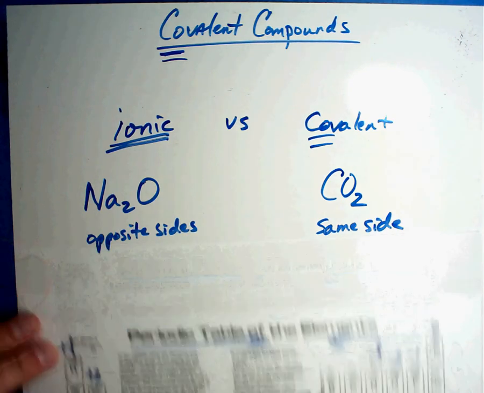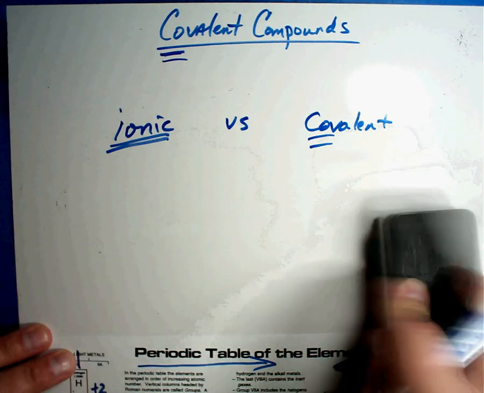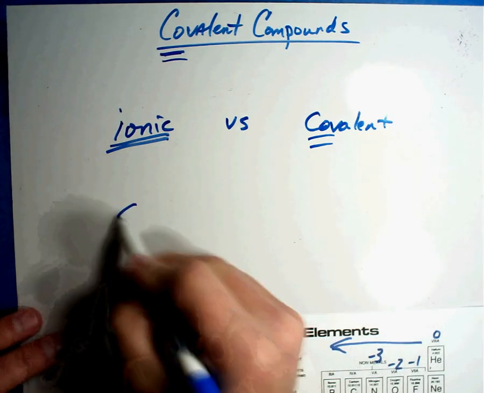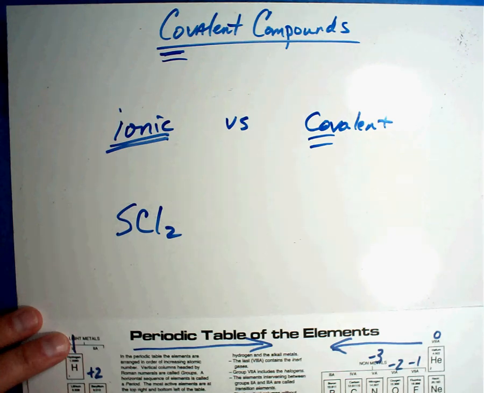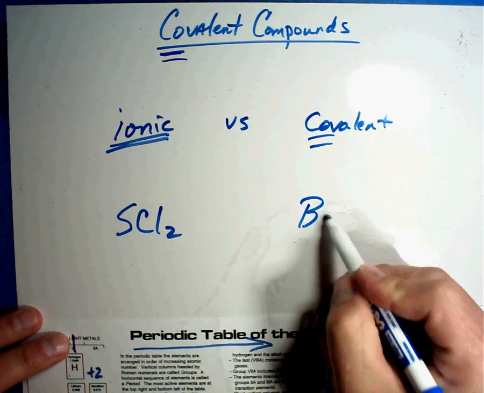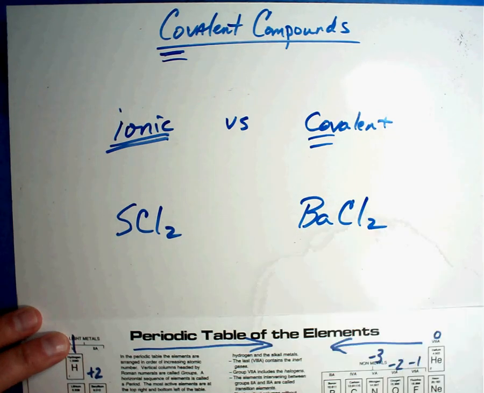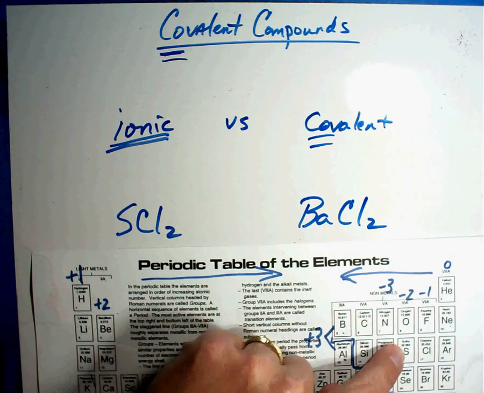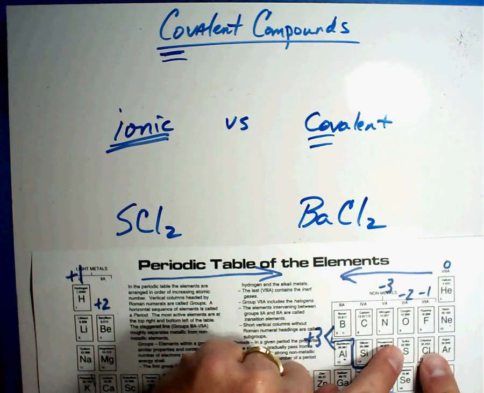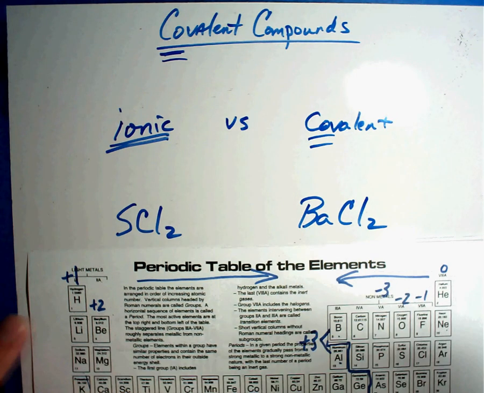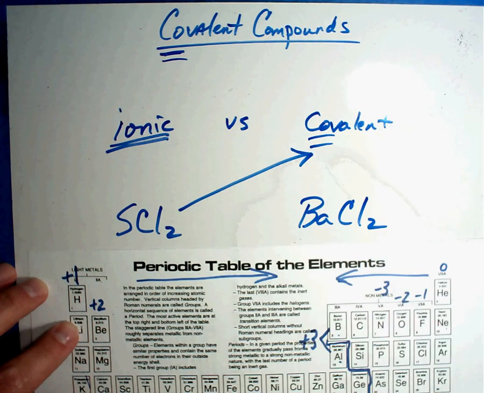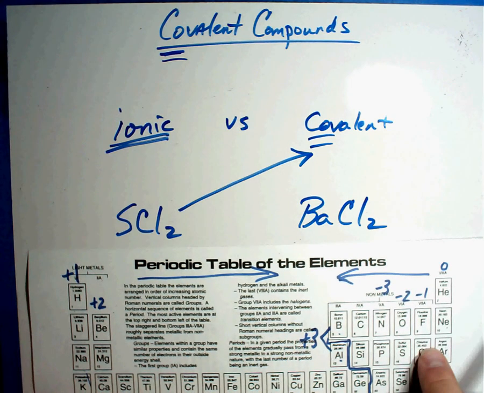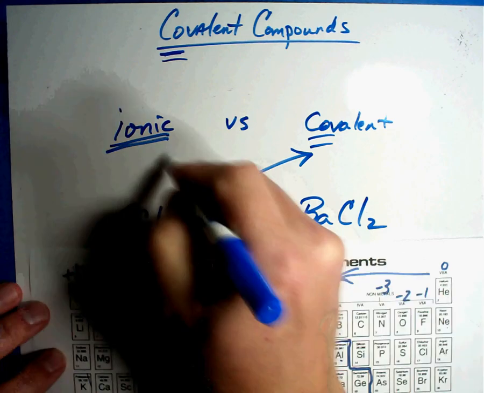Let me give you two more examples. See if you can tell which is which. That one? Oh man, this one will be confusing. Got to look at it carefully. Remember, you got to point. SCl2. They're on the same side. That's covalent. BaCl2. Opposite sides. That one's ionic.